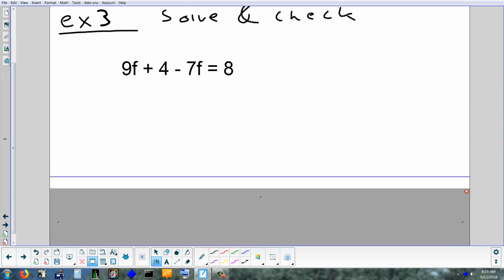This is it. 9f plus 4 minus 7f equals 8. I'll give you guys a second to write that down. Like we said, we'll have to simplify, and Donovan and Gigi told me the 2 steps that we'll have to do, one of those 2 in this problem.